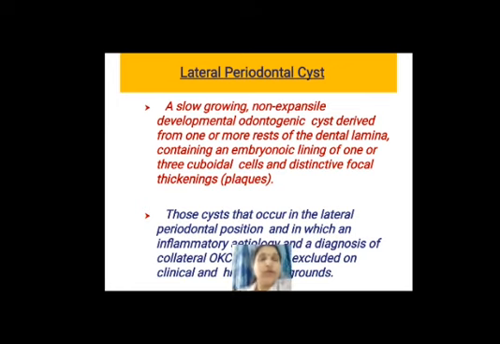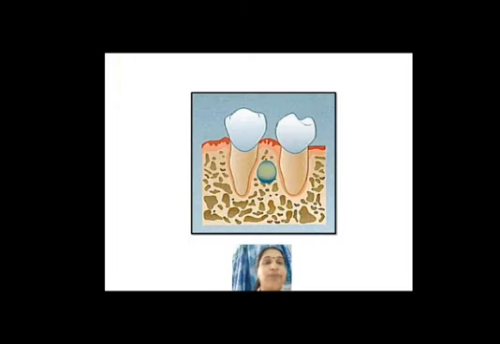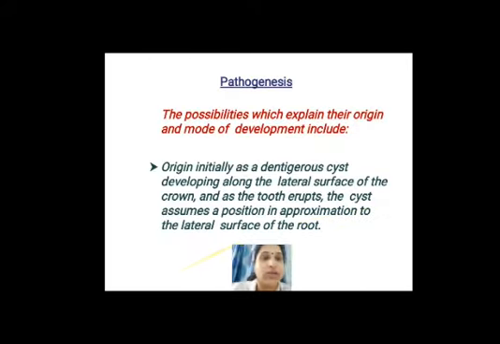Another developmental odontogenic cyst is lateral periodontal cyst. It is a slow-growing, non-expansile developmental odontogenic cyst. It is derived from one or more rests of the dental lamina, but it contains an embryonic lining of 1 to 3 cuboidal cells, and distinctive focal epithelial thickenings called plaques are usually seen. So you can see the location of a lateral periodontal cyst between the roots of 2 teeth.